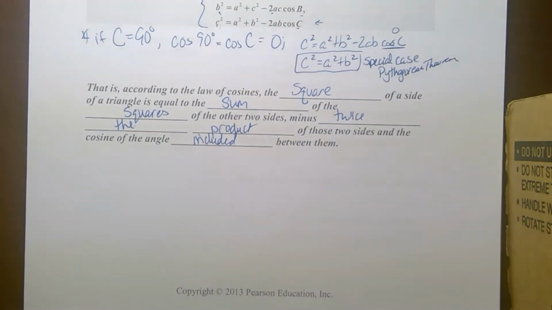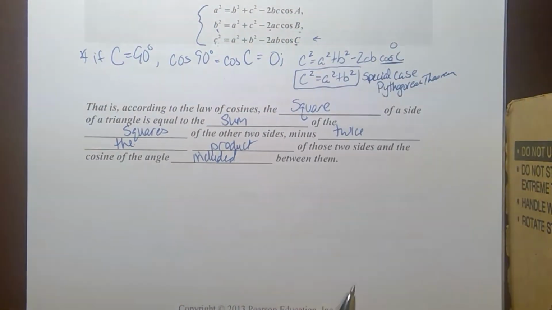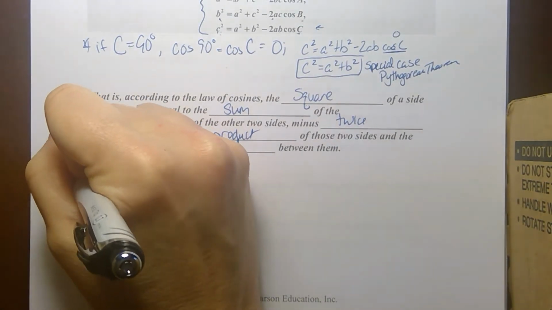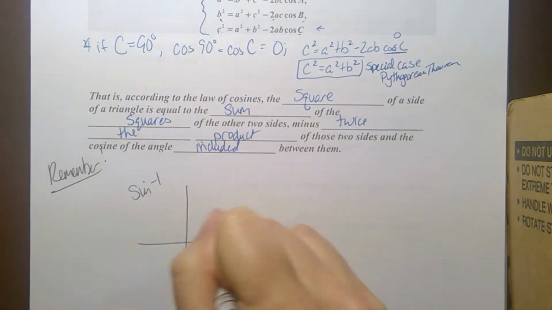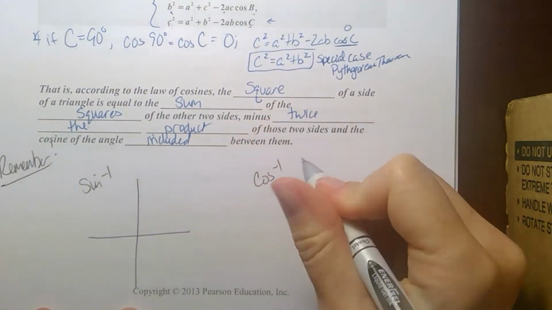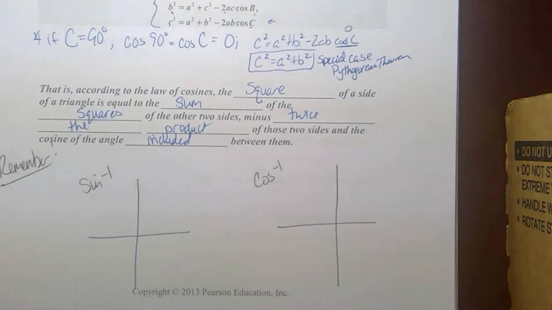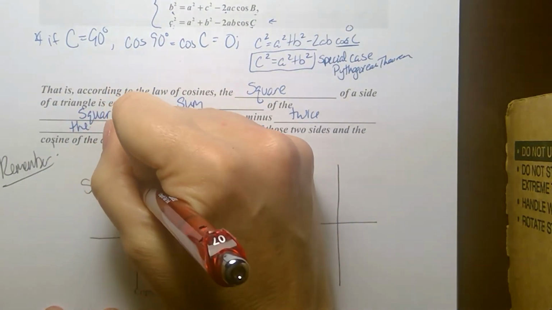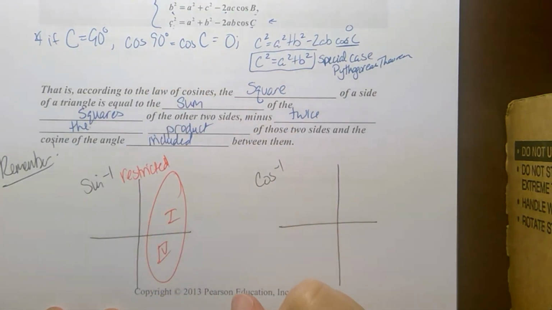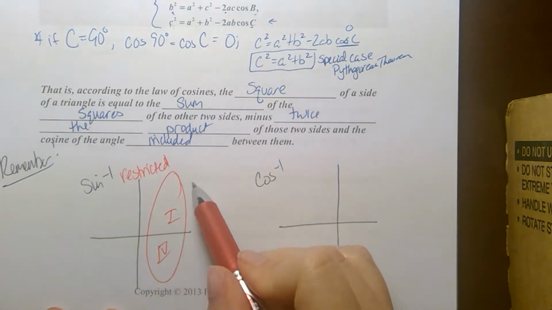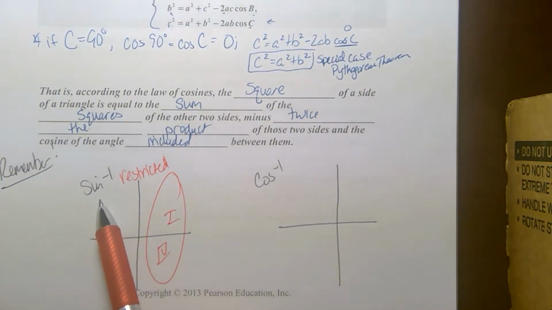When we're using the law of cosines, we need to remember our restrictions for our inverse functions, because that's going to make a difference to us. So I want you to remember when I have sine inverse and when I have cosine inverse, and we're only going to talk about specifically sine and cosine right now because these are the two that we are dealing with. Sine inverse is restricted to quadrants 4 and 1. Sine is negative in quadrant 4, it's positive in quadrant 1. If I use sine inverse on my calculator, it's going to return an angle in one of these two quadrants.